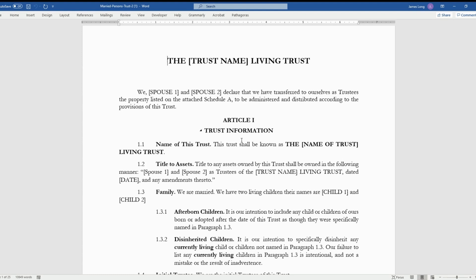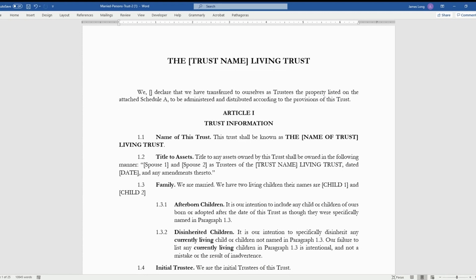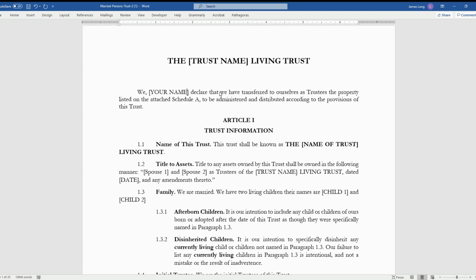It's the exact same as the single person's living trust template, except that it is a joint trust for two spouses. If you are looking at the single person's living trust, it's just going to say your name and it'll just have one single name. But since this is a married person's trust, it is going to say spouse one and spouse two.